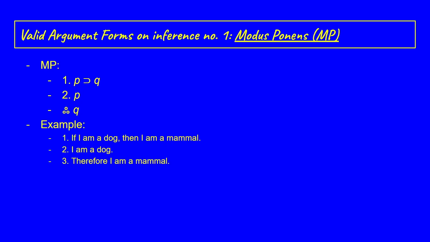Next, let's talk about some of the valid argument forms for inference. These are essentially the rules that you use when you're doing a proof, trying to prove that an argument is valid. The first one is modus ponens, and it has the form of P horseshoe Q, and then P, therefore Q. This is very intuitive. An example of this is that if I am a dog, then I am a mammal. I am a dog, therefore I am a mammal.